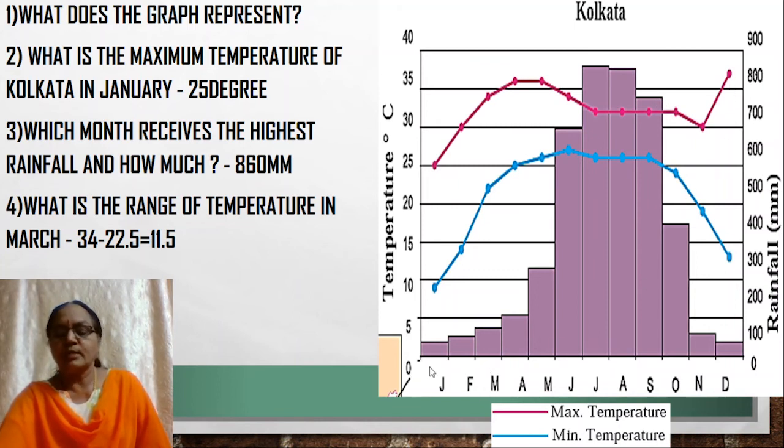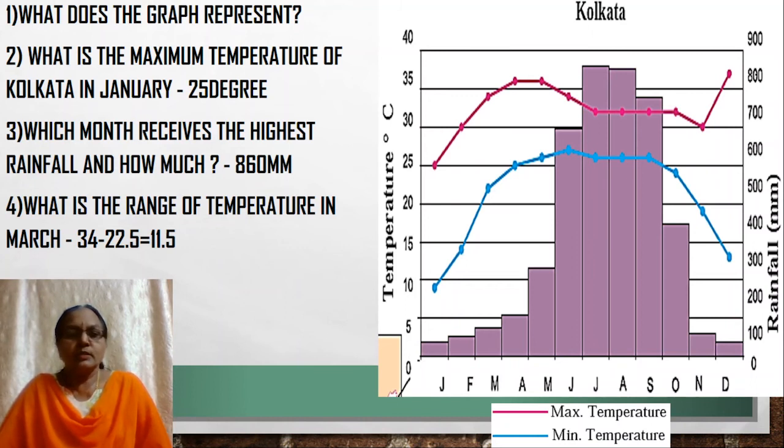Okay, now let us come to what is there on the x-axis. On the x-axis, the months are given, and on the y-axis, on one side, we have temperature in degrees, and on the other side, we have rainfall in millimeters. And that is why we say this is the temperature rainfall graph of Kolkata. So your question is, what does the graph represent? This graph represents the temperature and rainfall graph of Kolkata.